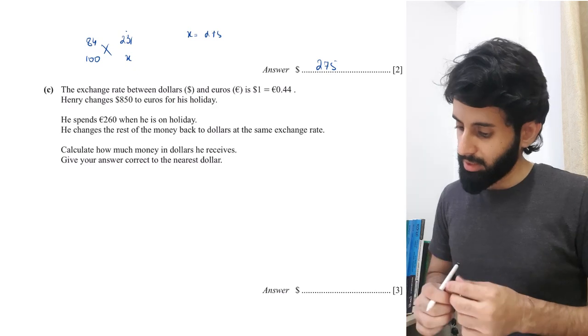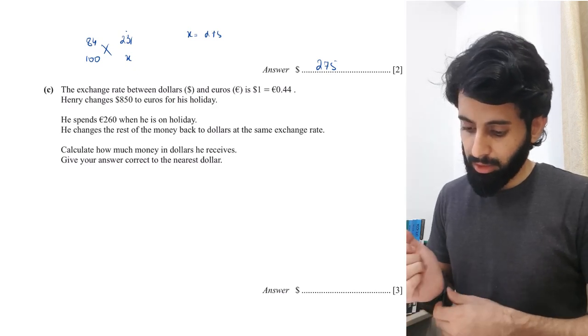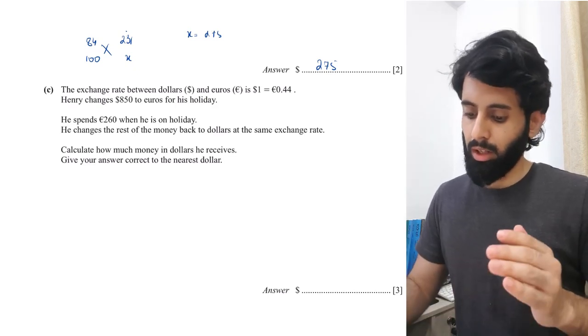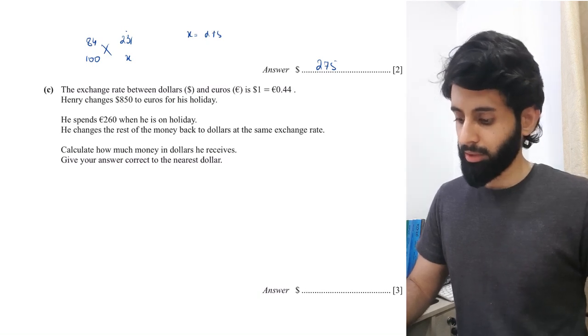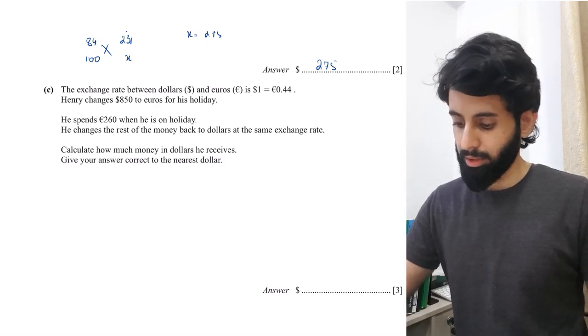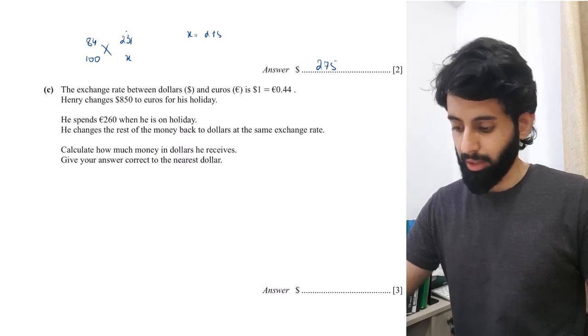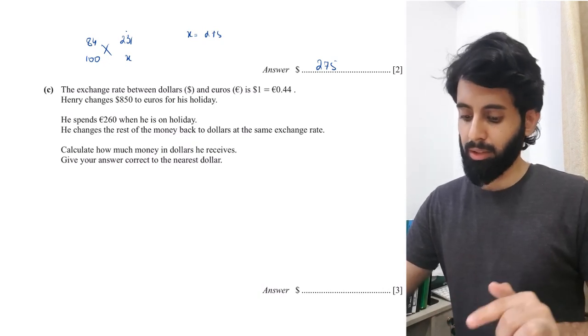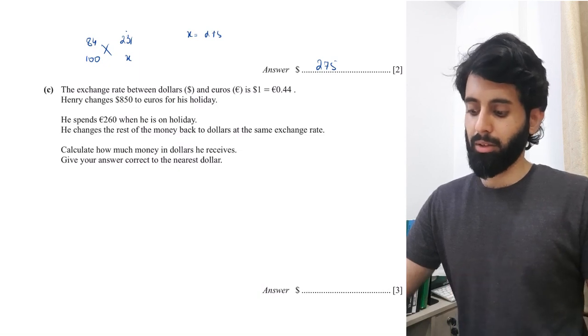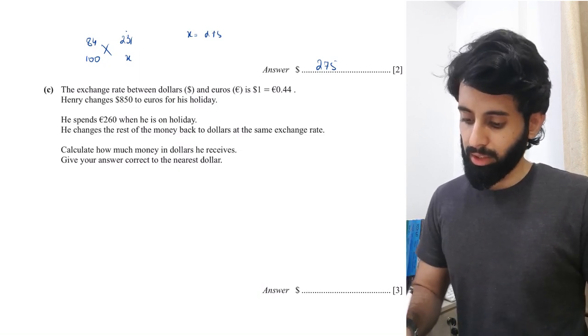Part C says the exchange rate between dollars and euros is that $1 is equal to 0.44 euros. Henry changes $850 to euros for his holiday. He spends 260 when he's on holiday. He changes the rest of the money back to dollars at the same exchange rate. Calculate how much money in dollars he receives. Give your answer correct to the nearest dollar.